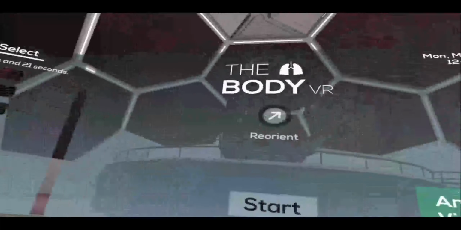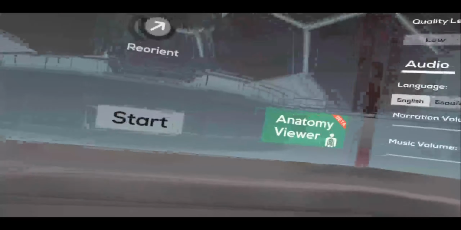Hello, and welcome to the Body VR, an immersive tour through the human body.